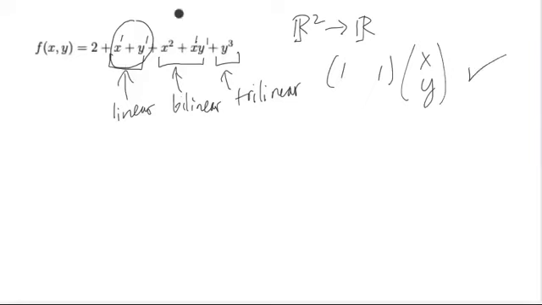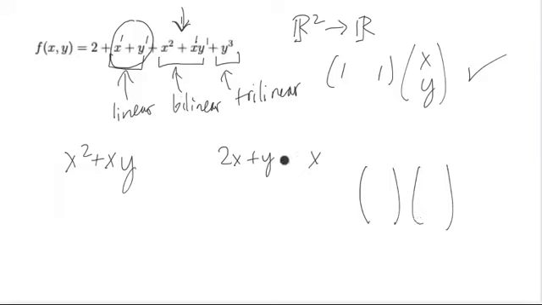Now what about this as a bilinear transformation? Well, let's take this x squared plus xy as a function, and now think about its second derivative. Its first derivative: we take a partial with respect to x, which would be 2x plus y, and a partial with respect to y, which would just be x. Now we think of this as a function in terms of columns, 2x plus y, and then x, like that.